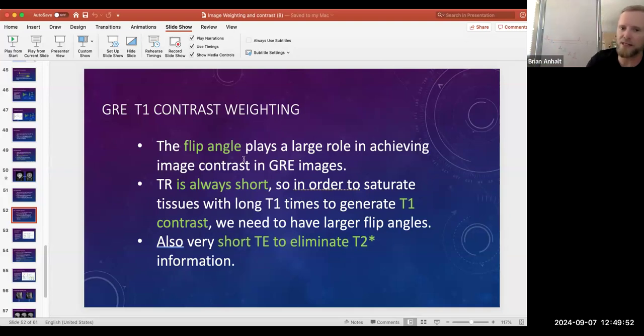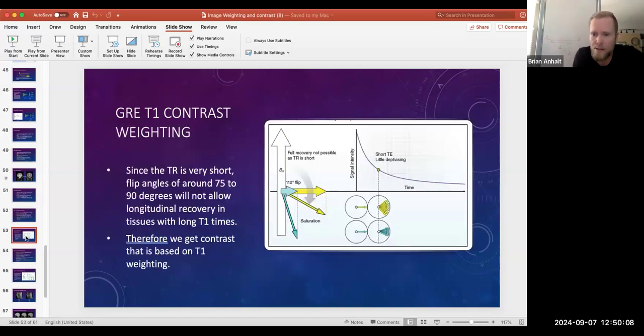We also need, with our T1 contrast, besides a large flip angle, a very short TE, just like in spin echo sequences, to eliminate any dephasing, right? To eliminate T2 star dephasing this time. So here we go. Large flip angle, 75 or 90 degrees. We can see that if we keep doing this, we're going to saturate water. Fat is going to recover. And then if we listen back quickly, we're going to have very little dephasing time, meaning there's not going to be much signal difference between fat and water due to T2 star dephasing.